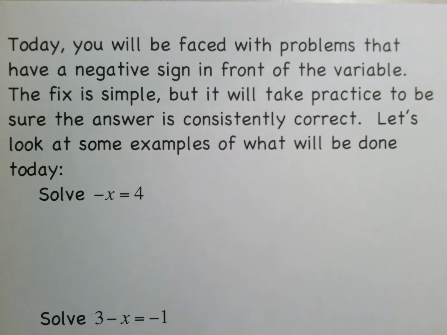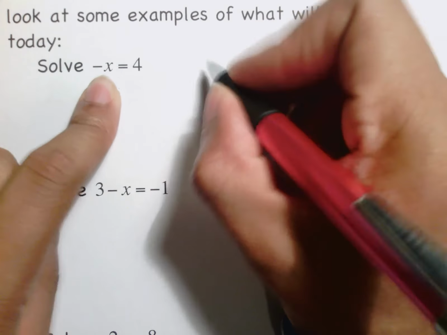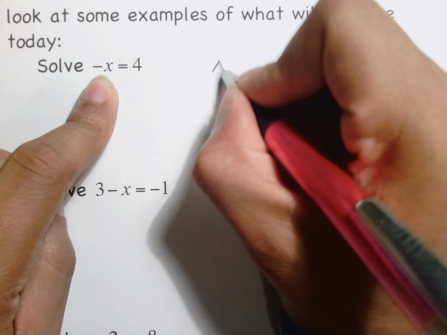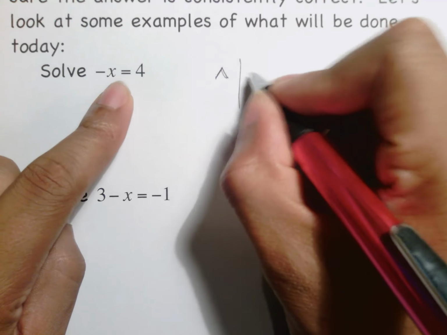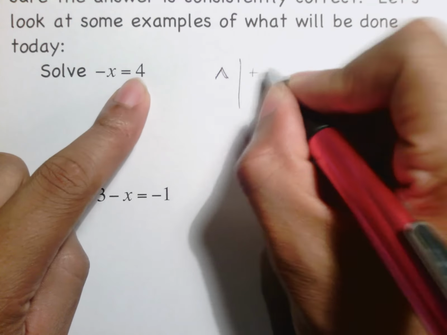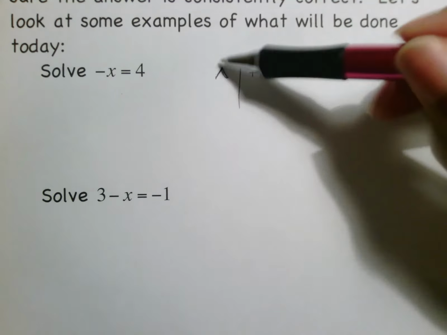Let's look at some examples of what's going to be done today real fast before you move on to the practice. Here you have negative x equals 4. If you think about what a negative x looked like, it was an upside down cup. Remember that? And what we had was negative x equaled 4. So 1, 2, 3, 4. I'm using this as a model. You will not do it this way. But negative x is an upside down cup.